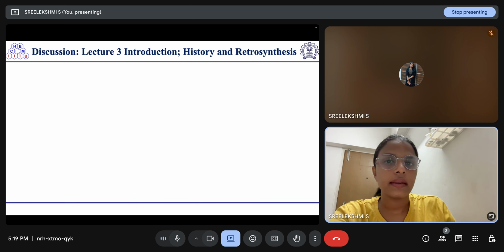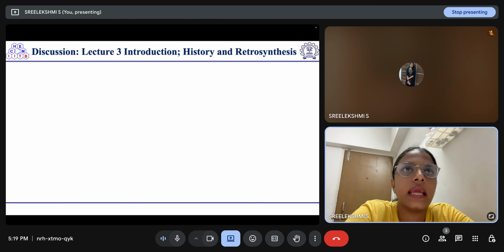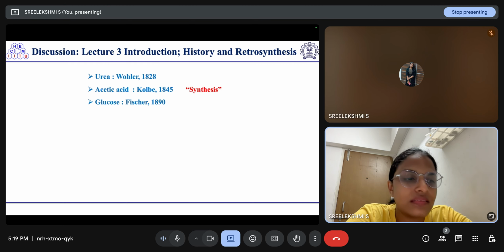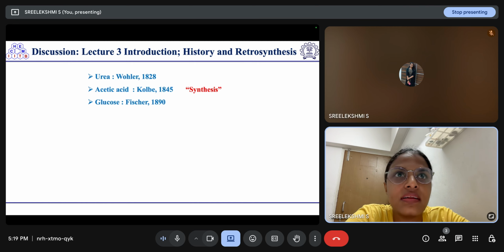Now, moving to the contents of the third lecture. In the third lecture, we had an idea about the history of organic synthesis and what retrosynthesis is. The first synthesis of a natural product was not a natural product. The first ever synthesis was done by Wöhler's group in 1828, which was the synthesis of urea. So that was the first ever synthesis done in history.